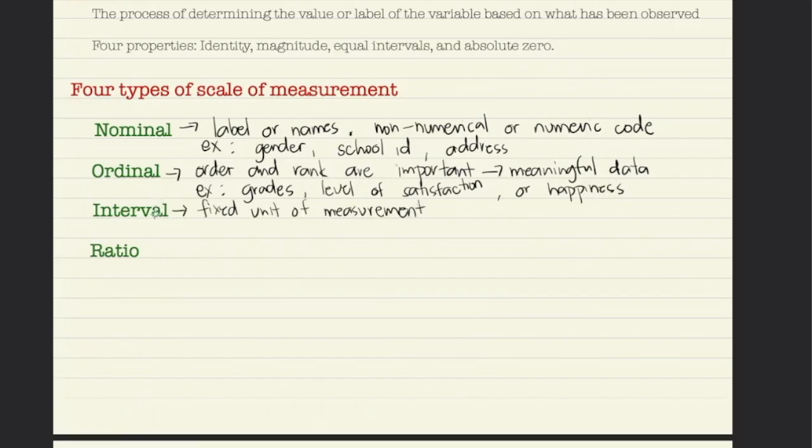Interval contains both the properties of nominal and ordinal and should be expressed in a fixed unit of measurement. Therefore, it is always numeric. What are the examples of interval? We have here the temperature and income.